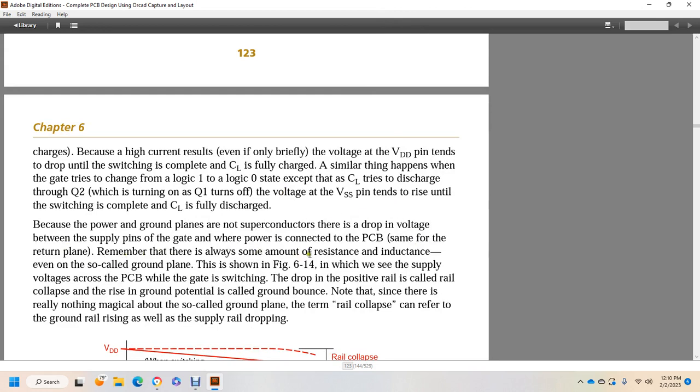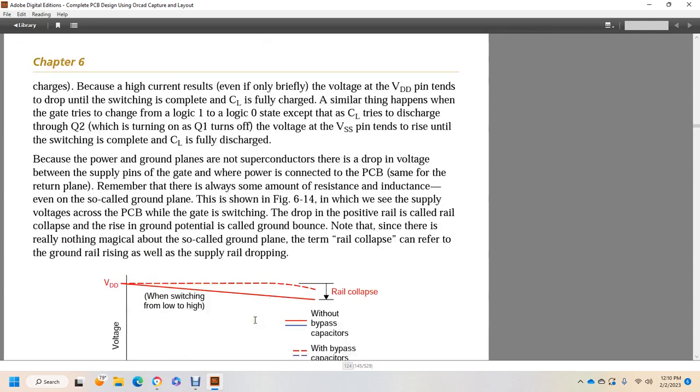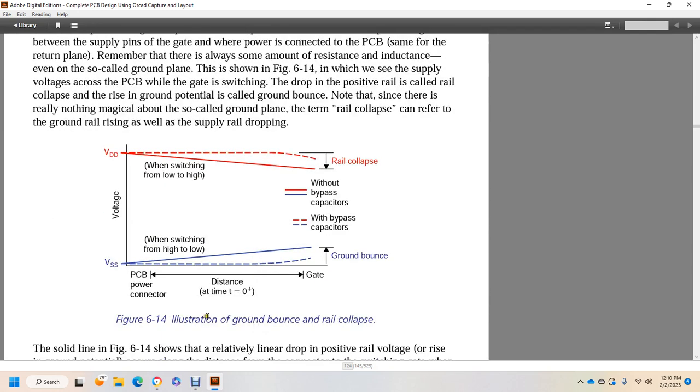Remember that there is always some amount of resistance and inductance, even in the so-called ground plane shown in figure 614, in which we see the supply voltage across the PCB while the gate is switching. The drop of the power rail is called rail collapse, and the rise of ground potential is called ground bounce. Note that there is really nothing magical about a so-called ground plane. The term rail collapse can refer to ground rising, rail rising, as well as the supply rail dropping. Okay, figure 614 illustrates ground bounce.